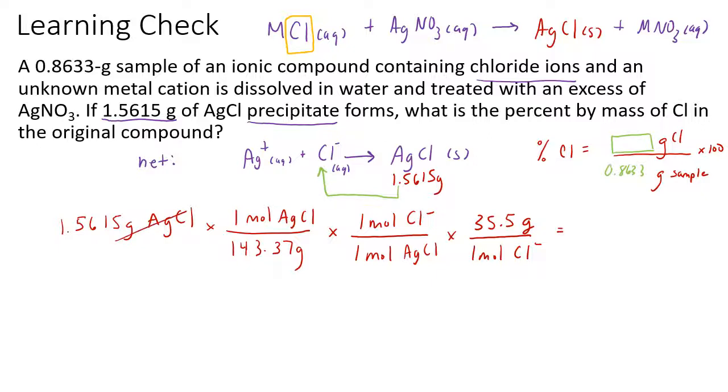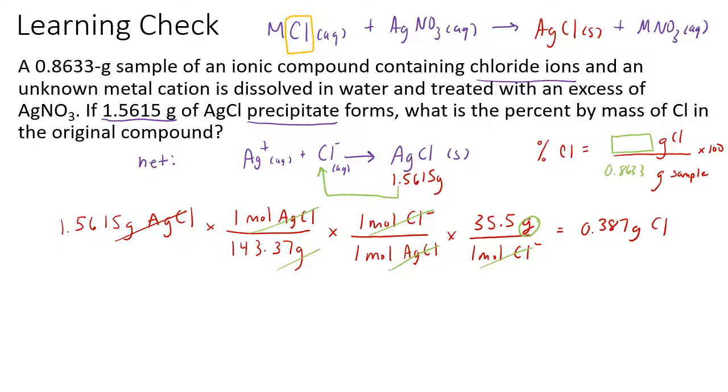Our grams of silver chloride will cancel. Our moles of silver chloride will cancel. Moles of chloride ions cancel, and we're left with our mass of our chlorine, which we should get 0.387 grams of chlorine in our sample.